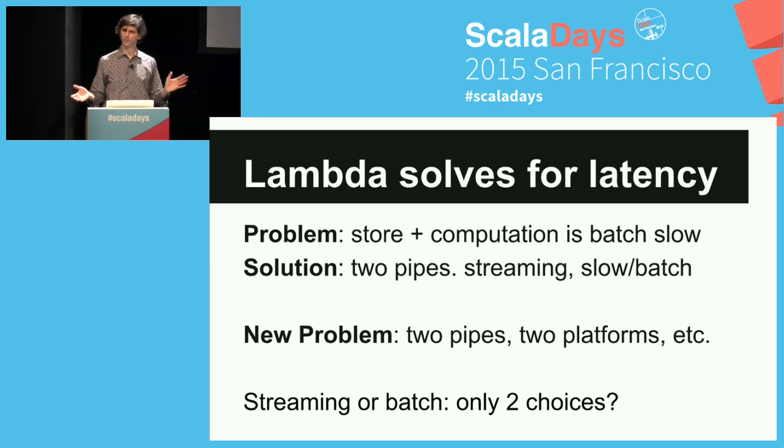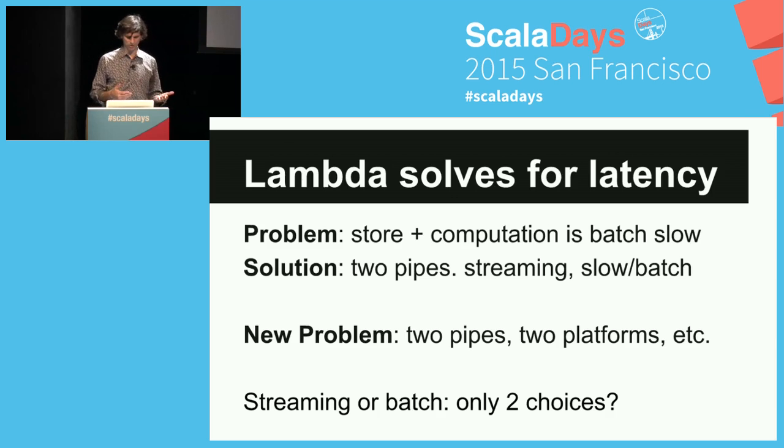But maybe not the perfect solution. I want to talk about how we can perhaps make it a little better. So again, you've got this problem of having things too slow, so we're going to make it fast by having two pipes. But now we have this problem that we have two pipes, and all the complexity that entails, both development-wise and operationally.